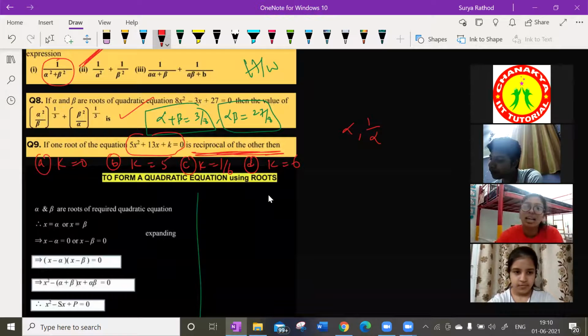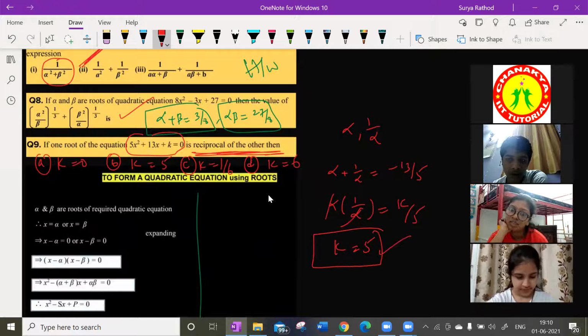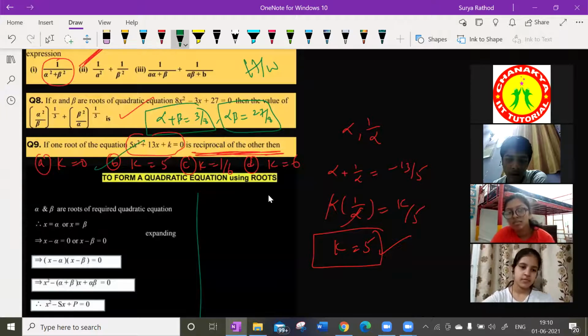Very good. Sum of the roots is what? Alpha plus 1 by alpha is minus 13 by 5. Alpha into 1 by alpha is what? k by 5, which is 1. So k is equal to 5. So after this, what must I do? That is the answer, nothing. k is 5, very simple.